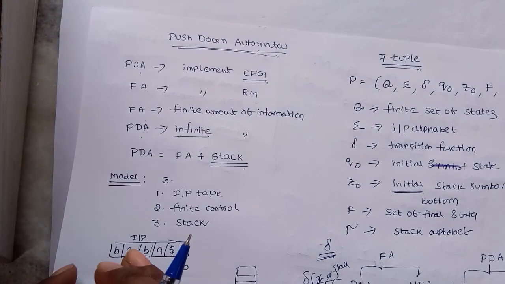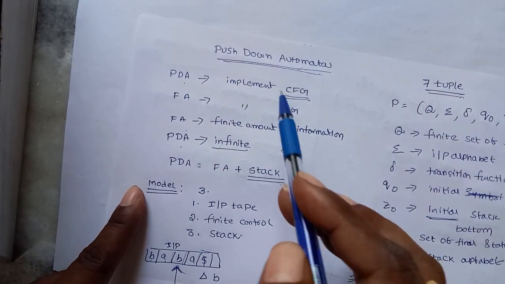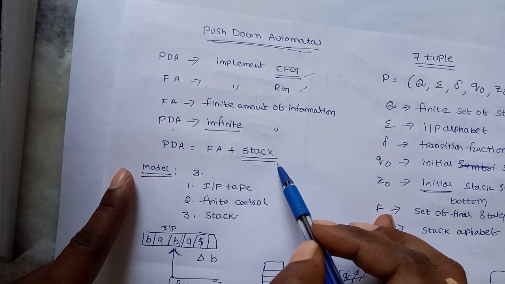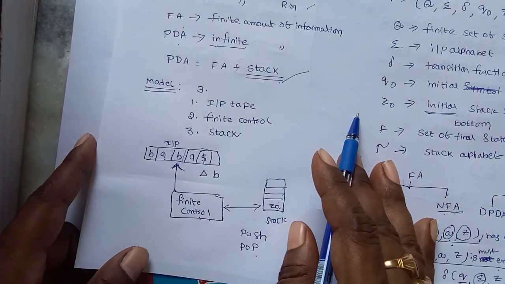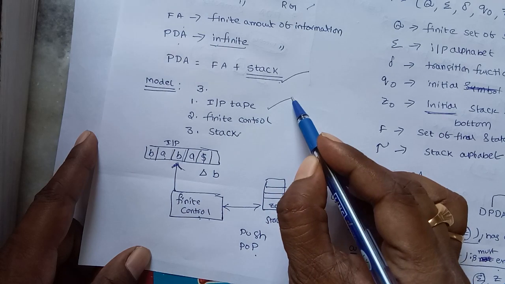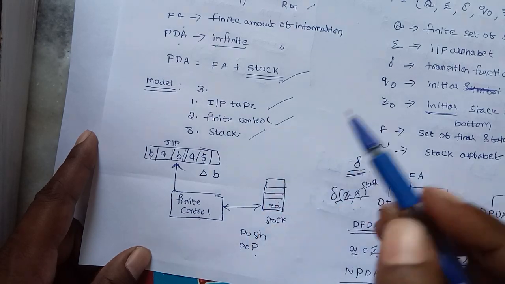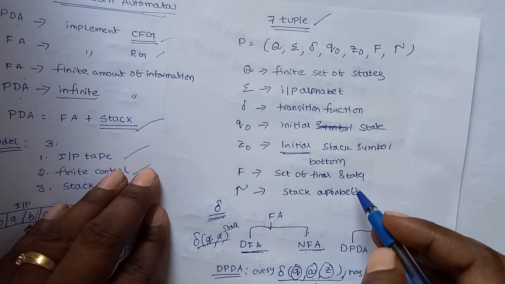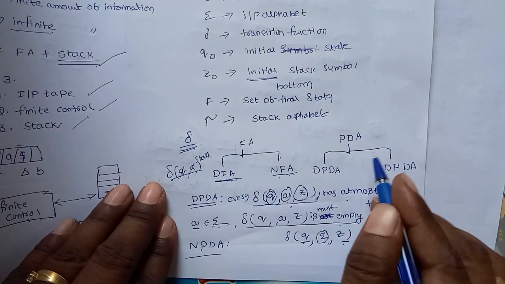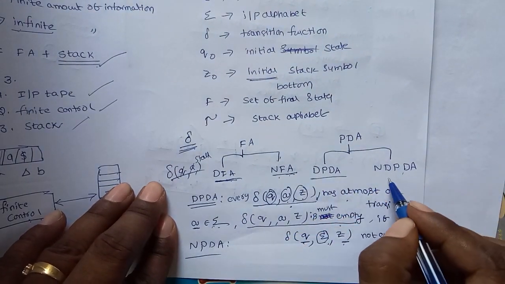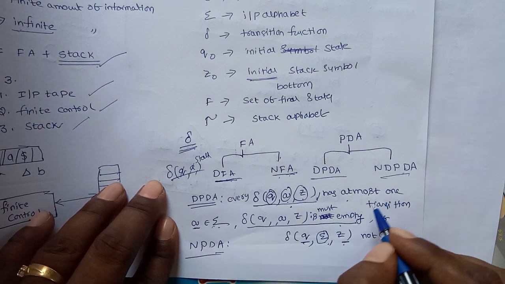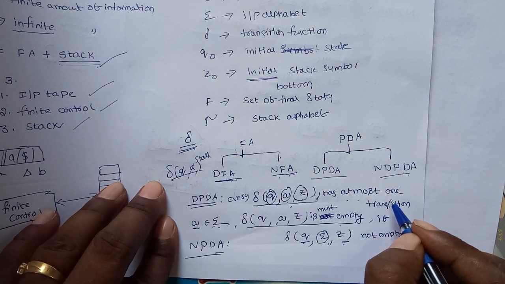Now finally, see this one. What we have discussed: what is the push down automata? The model representation contains three parts: input tape, final control, and stack. So this is how it is accessed. And push down automata is represented in a 7-tuple format. These are the 7 tuples. And push down automata are of two types: deterministic and non-deterministic. This is the definition for deterministic. And non-deterministic simply means having any number of transitions.